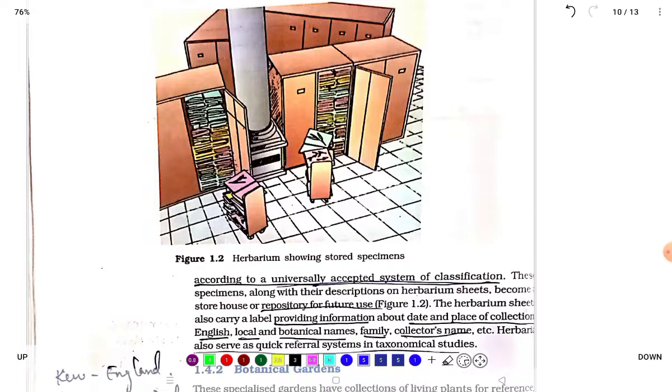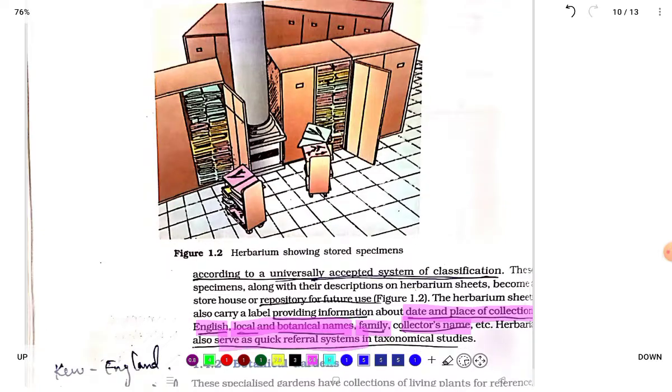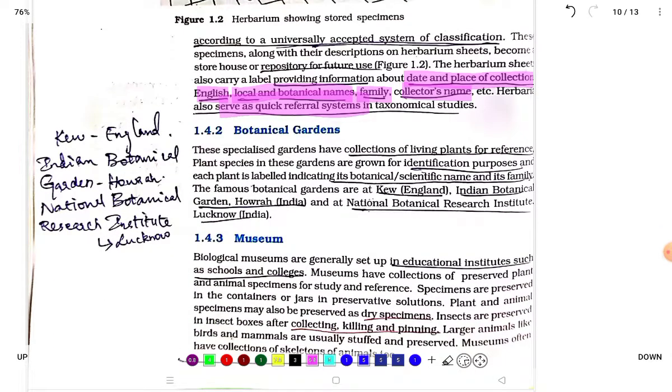These specimens along with their description on herbarium sheets, that is, the herbarium sheet will provide information about the date and place of collection, English, local and botanical names, family name, and collector's name, etc. The herbarium also serves as a quick referral system in the taxonomical study. This is very much important, right? This you have to note.